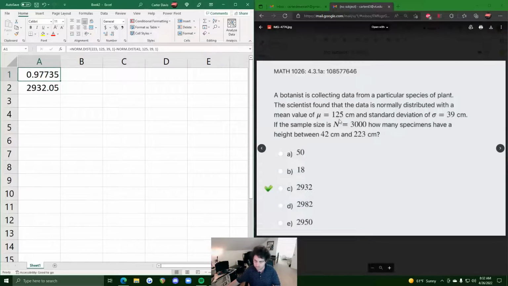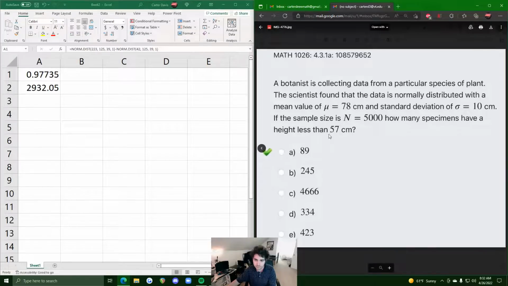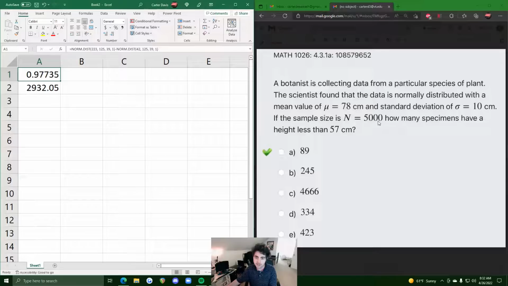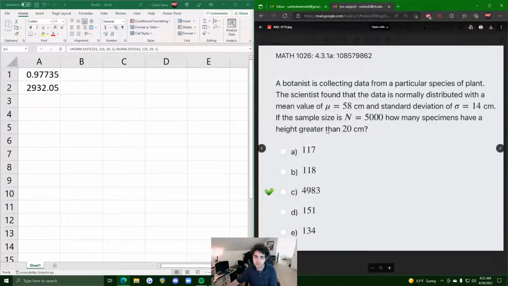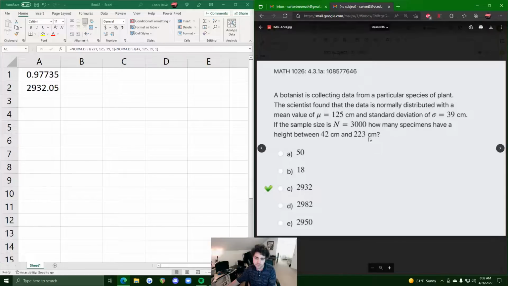All right. So to summarize, to find the amount less than, you find the norm dist value of 57, and then just multiply that by 5,000. For greater than, you find 1 minus the norm dist value, and then multiply that by 5,000. For heights between two values, you find the norm dist of the greater value minus the norm dist of the smaller value. Then you multiply that by the sample size.